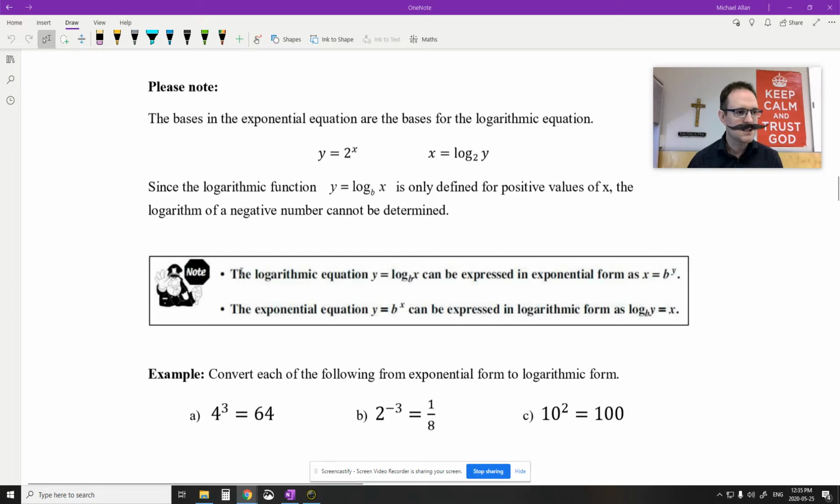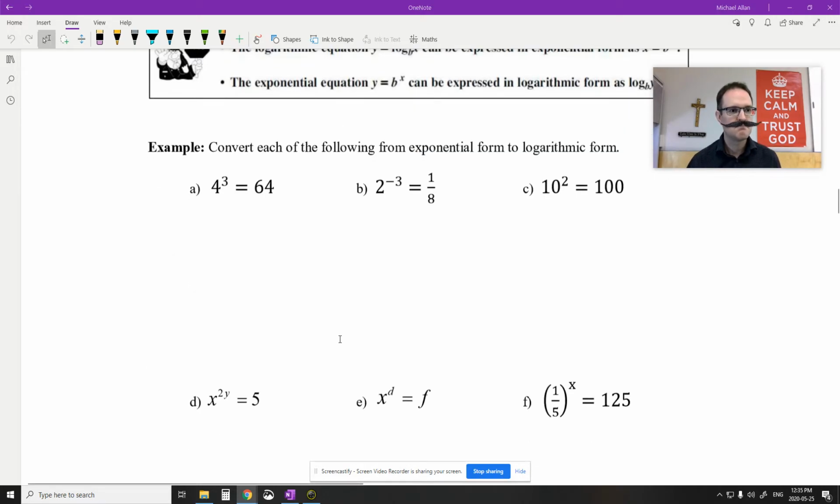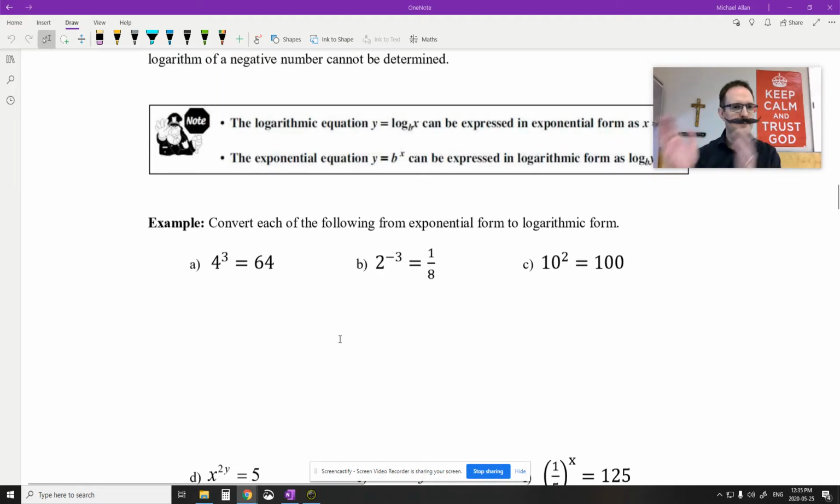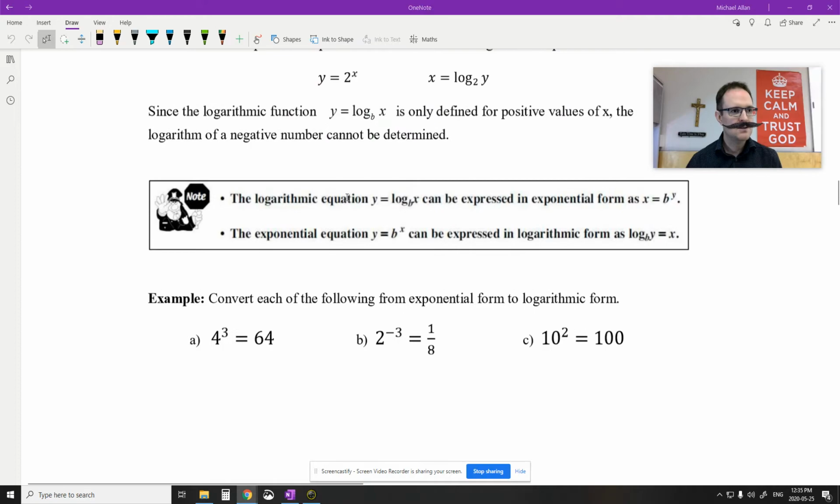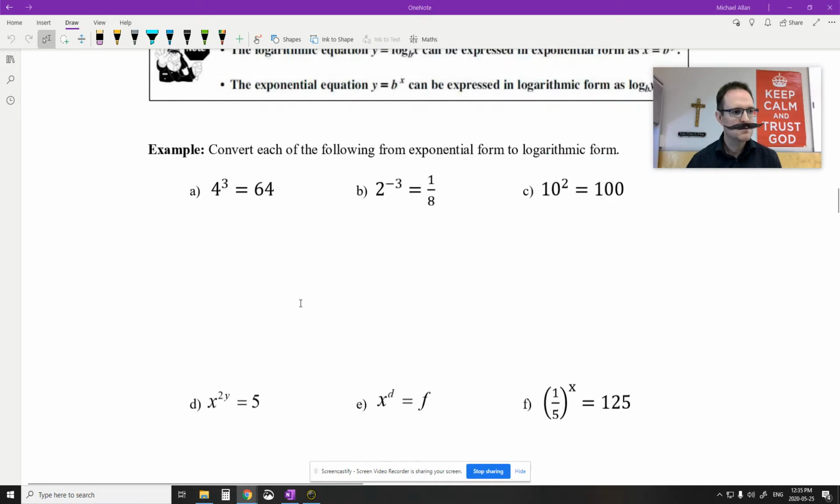The reason they put the log here first is because logs were actually invented first, and then they used that to find exponentials later on. So it's a weird thing that we talk about exponentials and then we talk about logs, but logs were technically invented first, and then it was exponentials.